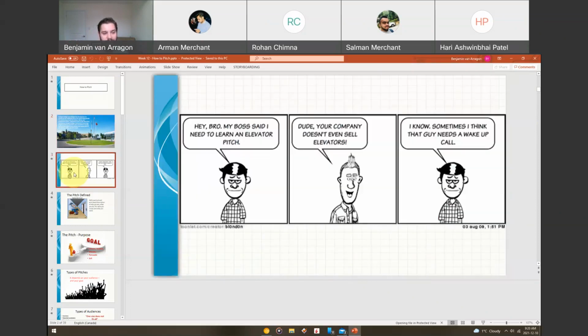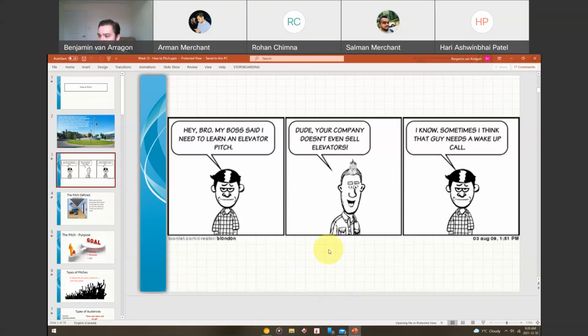Okay, so to start us off with a little comic here, you can read through this on your own. And you'll see it's obviously just about elevator pitches. Does anyone want to tell me what an elevator pitch is all about, or what's the point of an elevator pitch? It's a very short pitch. Yeah. So it's very short.